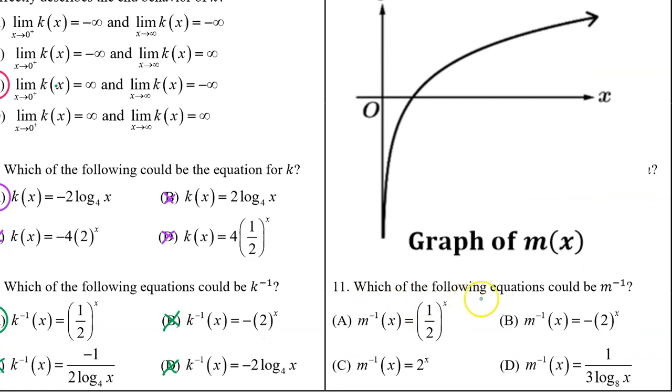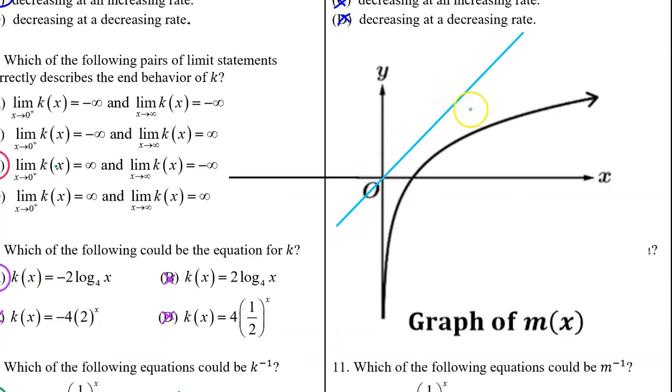Number 11, which of the following equations could be m inverse? Let's reflect this graph over the line y equals x to find the graph of m inverse. Here is the line y equals x. This point right here is the point (1, 0), so this will end up right here. I'm just reflecting diagonally across the line. So my y-intercept will be here.